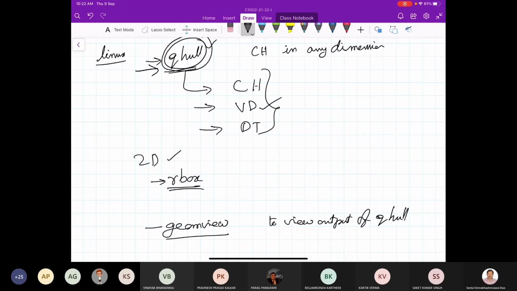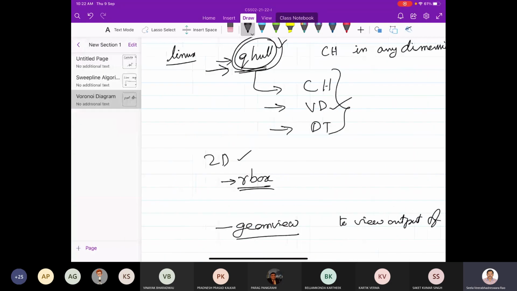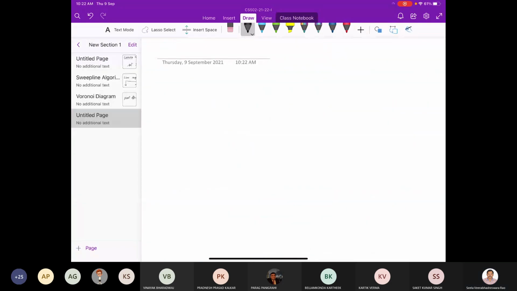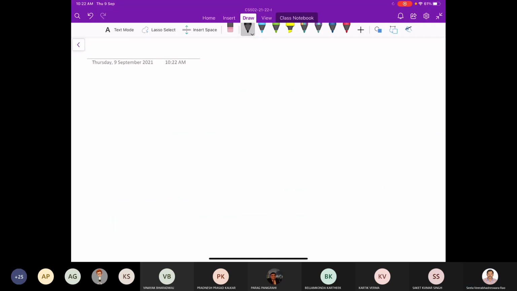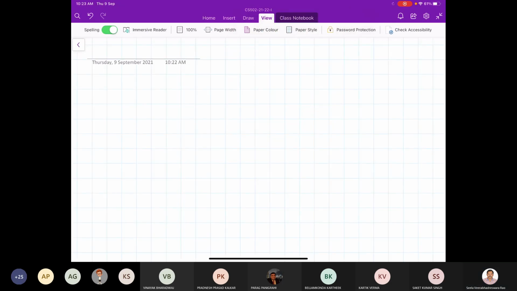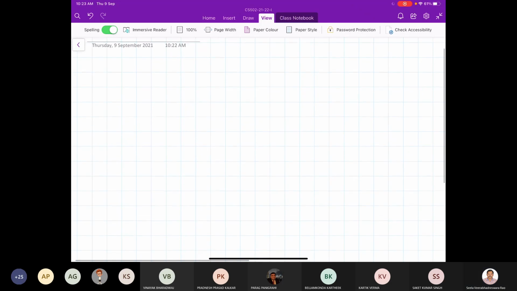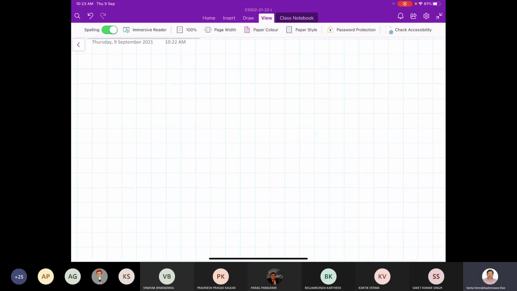Okay. Now, we will take up another problem. What is called point location? So, what is a point location? When you are using Google Maps, your phone knows your GPS location, and that GPS location, Google Maps takes and shows it on the map.